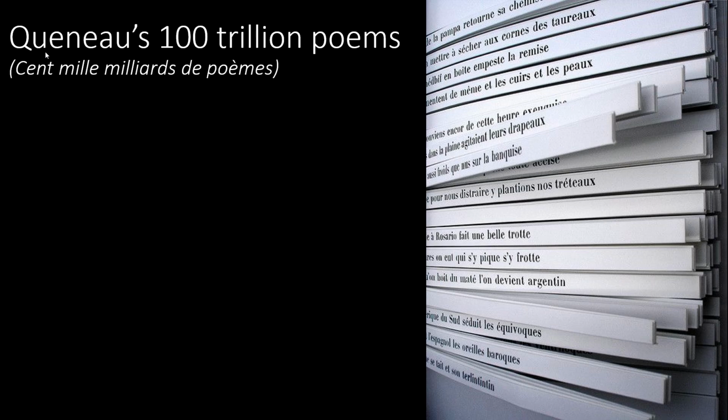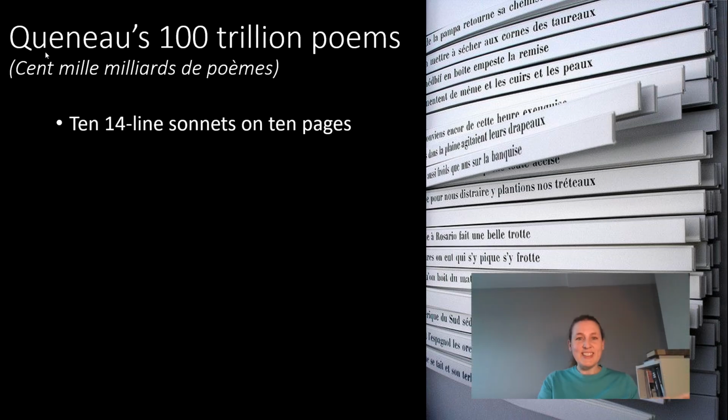So you've got these 10 14-line sonnets, and you can make your own poem by choosing which of the 10 possibilities for line 1, which of the 10 possibilities for line 2, and so on. At each of the 14 lines, you have 10 choices. So how many poems are there with these 10 14-line sonnets over 10 pages?